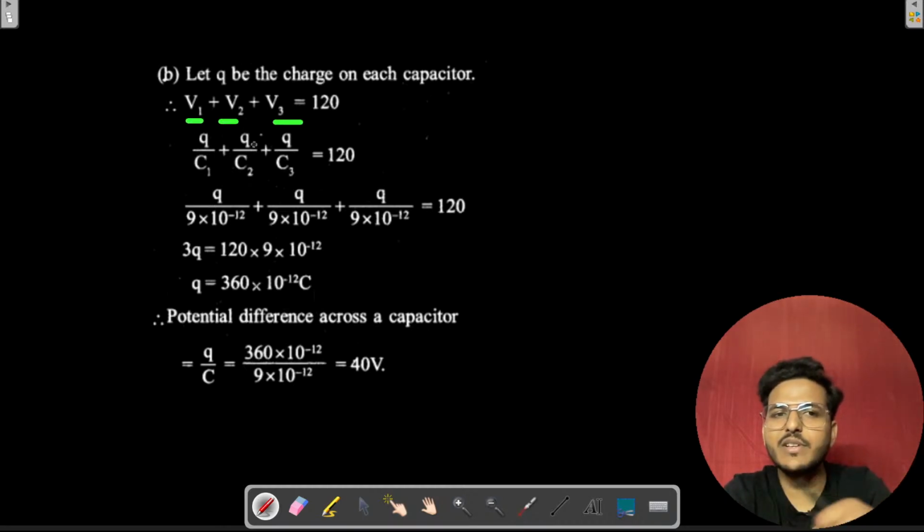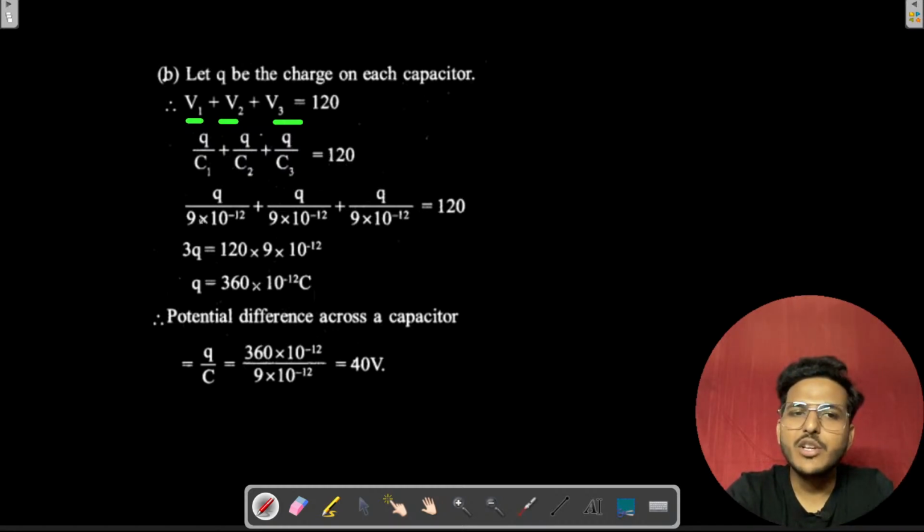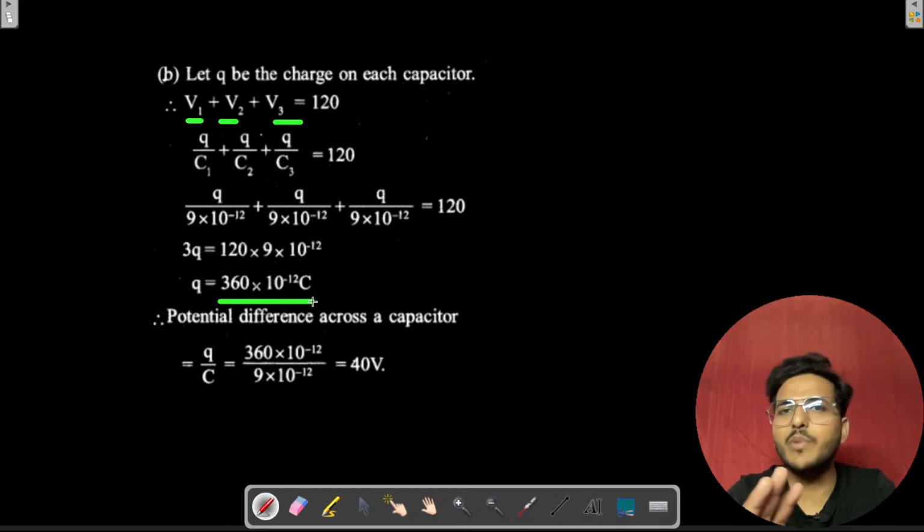V1 is Q upon C1. V2 is Q upon C2. V3 is Q upon C3. That is equal to 120. Q is what? See, Q upon 9 into 10 to the power minus 12. Q into 9, that is 3Q, is equal to 120 into 9 into 10 to the power minus 12. That is 360 into 10 to the power minus 12.